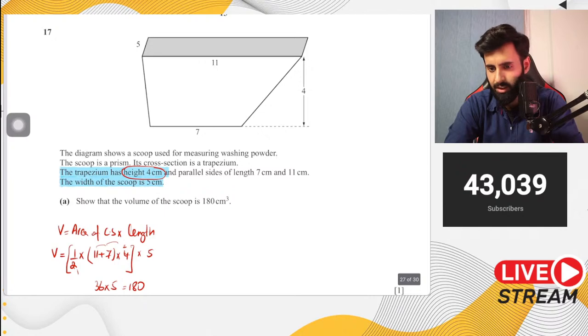Yes, cross section is a slice. That's a very short and specific way to put it. Cross section ko is tarah se samjho. Like for example, imagine a shape is made out of bread.